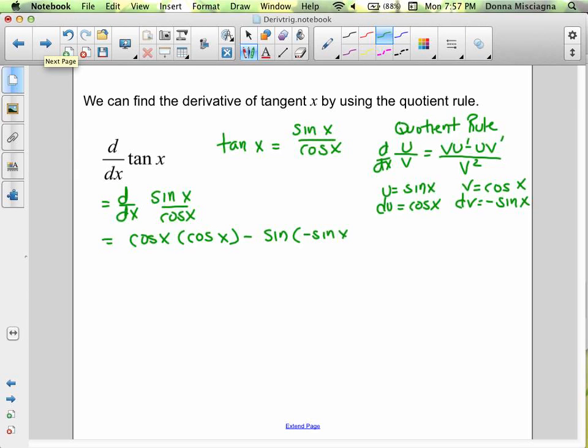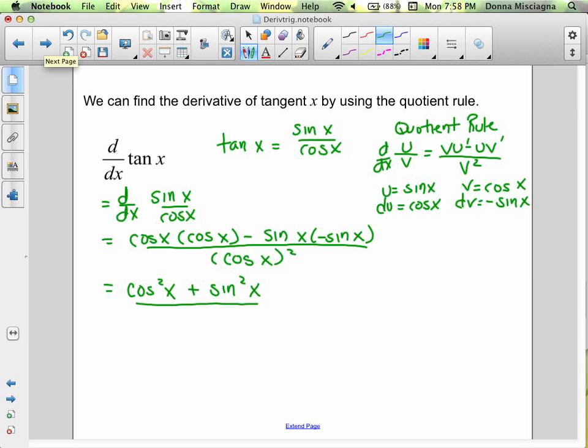Oops, we lost an x. Let me fix that. Can't take the sine of nothing. Divided by the denominator squared, so that would be cosine x all squared. Cosine x times cosine x is cosine squared x. And we have negative sine x times negative sine x, that's a positive sine squared x. Divided by cosine x squared, which is the same as cosine squared x.